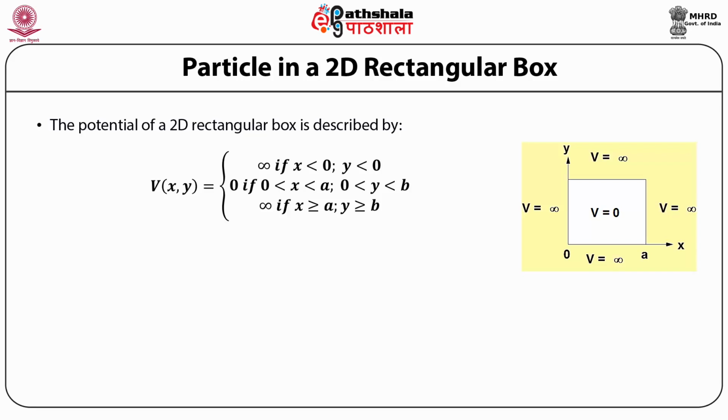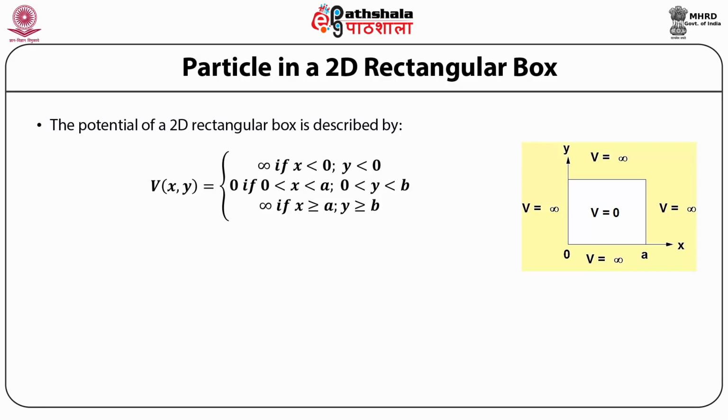Now the potential is 0 if x varies between 0 and a and y varies between 0 and b. And it is again infinity if x is greater than or equal to a and y is also greater than or equal to b. So here a is on the x-axis and b is on the y-axis.